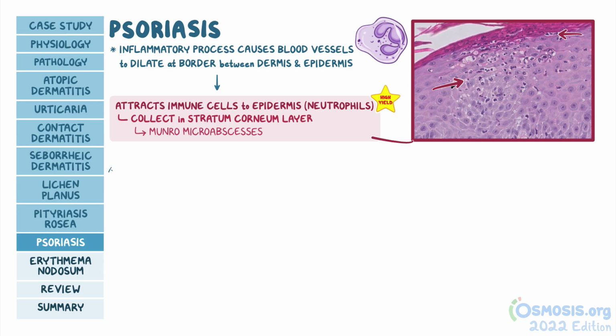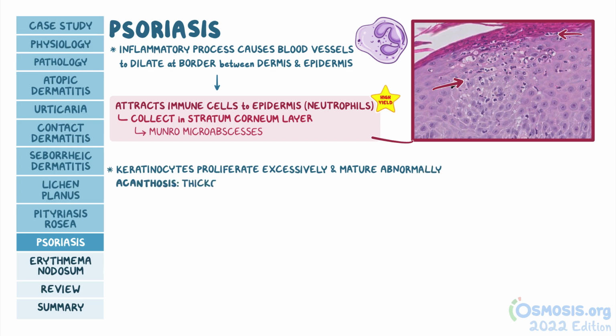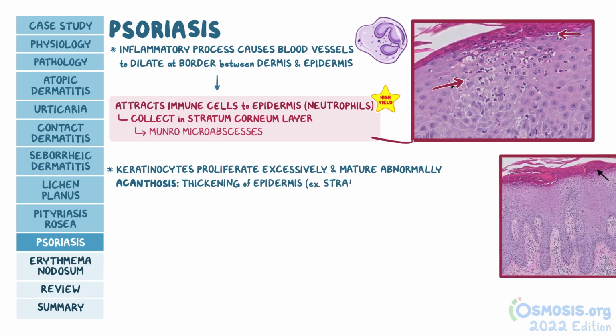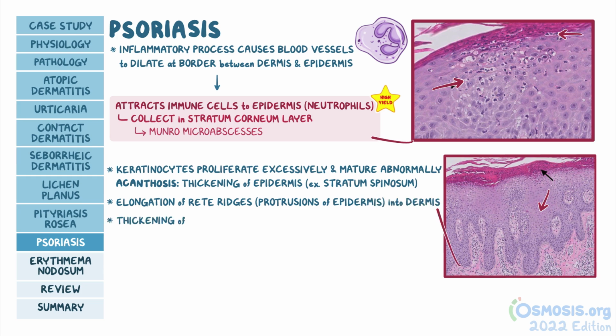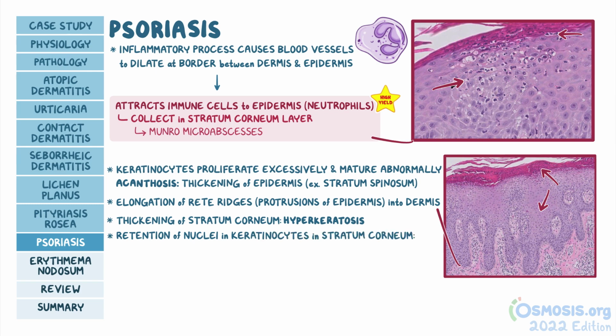Histologically, the inflammation causes keratinocytes to proliferate excessively and mature abnormally, leading to acanthosis, which is a thickening of the epidermis layers such as the stratum spinosum, along with elongation of the rete ridges, or the protrusions of the epidermis into the underlying dermis. There's also thickening of the stratum corneum, called hyperkeratosis, and retention of the nuclei in the keratinocytes within the stratum corneum, called parakeratosis. In contrast, stratum granulosum gets really thin and can even be missing.